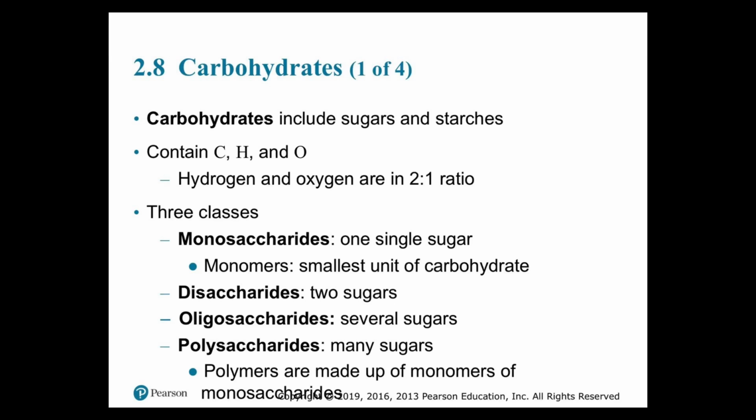Monosaccharides are 1 single sugar. The monomer, the monosaccharide, is basically the smallest unit of a carbohydrate. Disaccharides, di means 2, so there are 2 sugars joined together by covalent bonding. Oligosaccharides is several sugars, whereas polysaccharides are many sugars. Polymers are made up of monomers of monosaccharides. So polysaccharides are made up of many monomers joined together by covalent bonding.